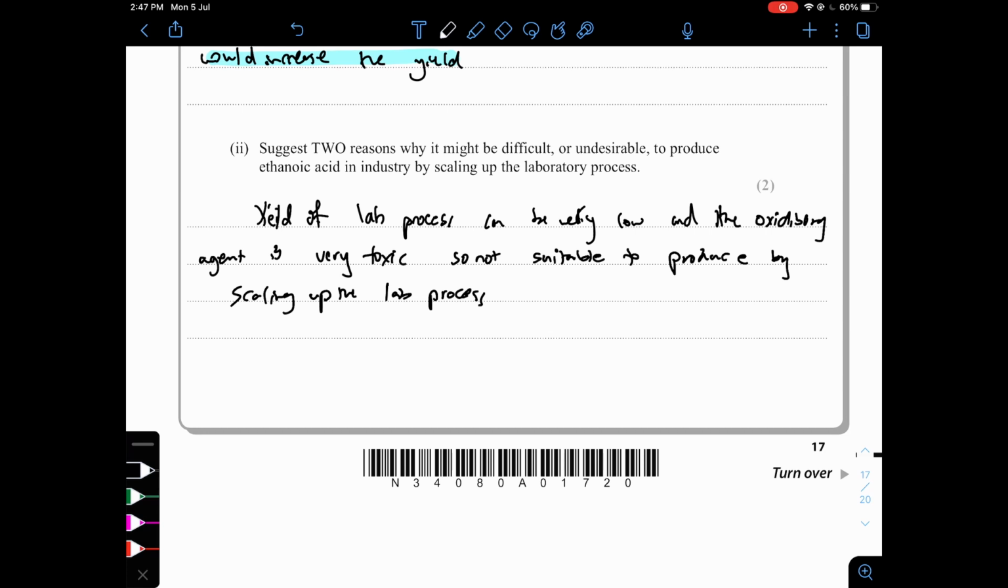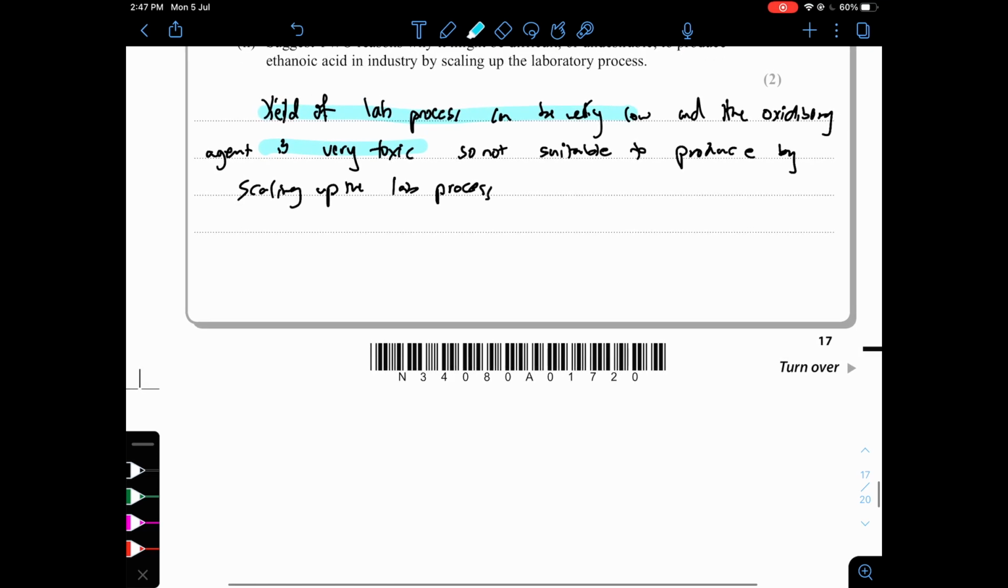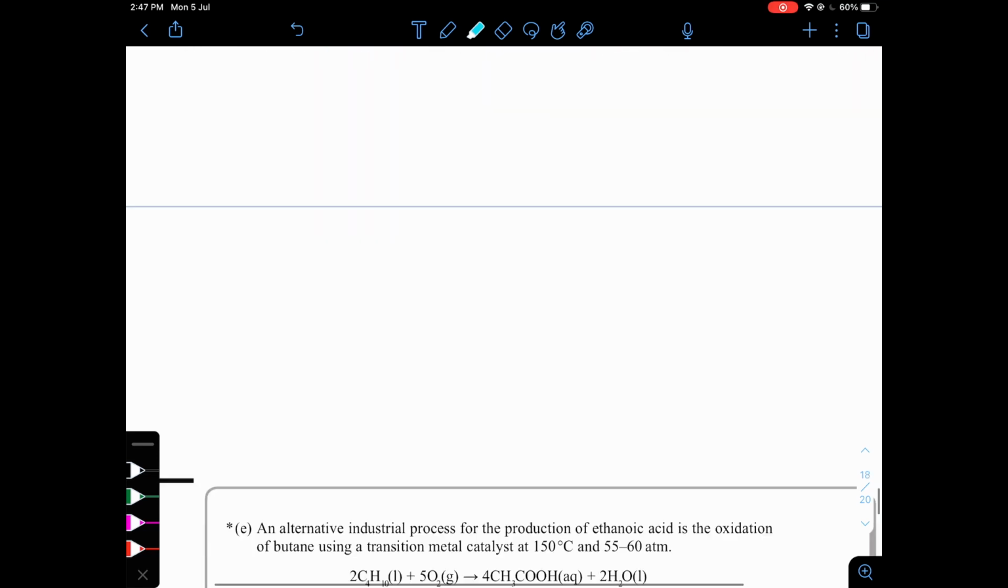You can also talk about the cost of the oxidizing agent and how would we dispose Cr 3+. You can talk about the yield is low and that it's very toxic. That's what I've talked about. You can also talk about that the lab procedure is a batch process. You can't instantly make it and keep making it. You have to wait and then get more resources and try again.